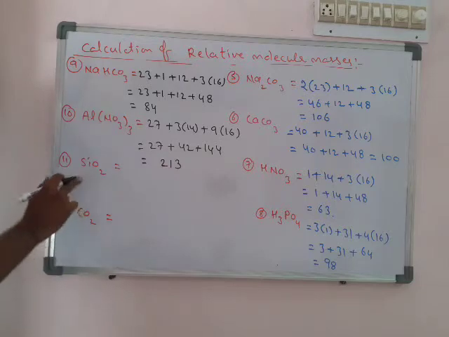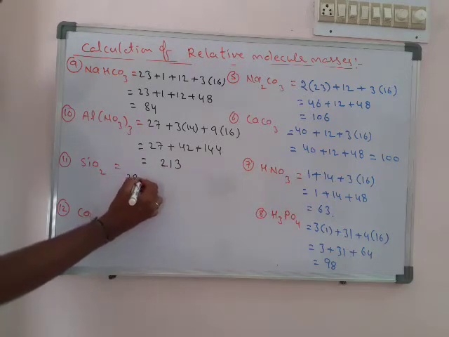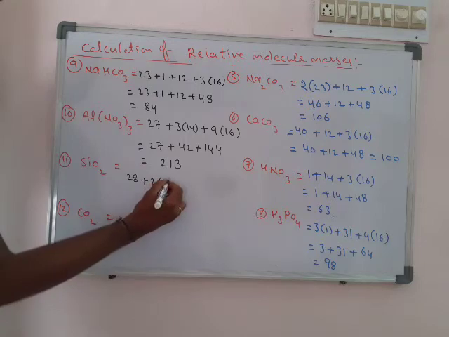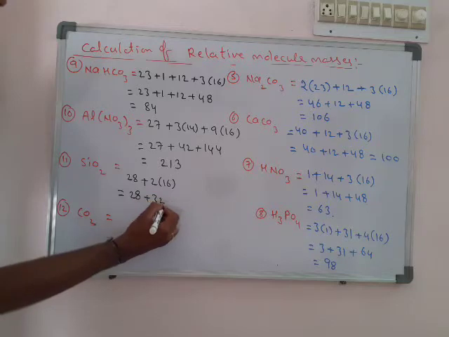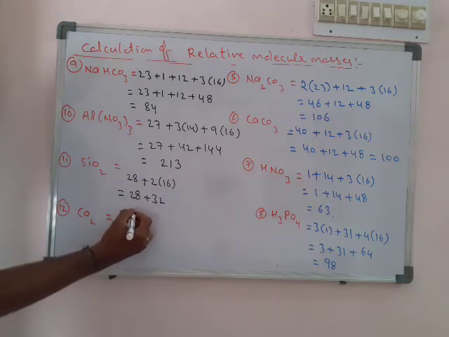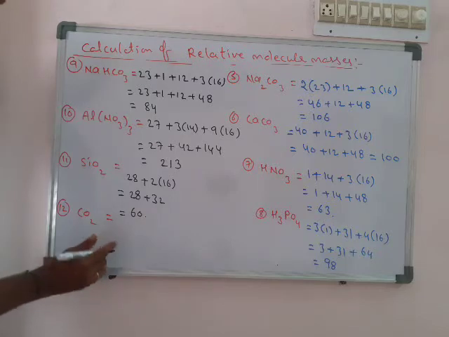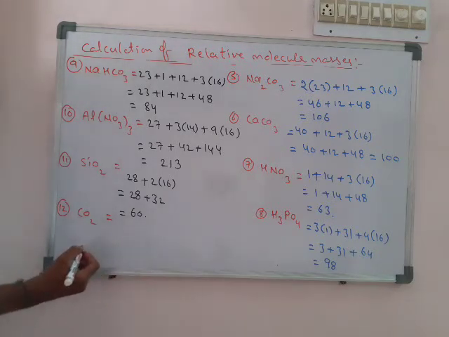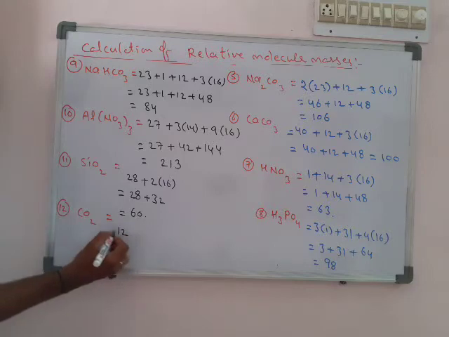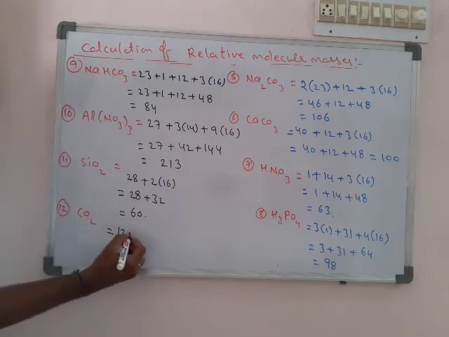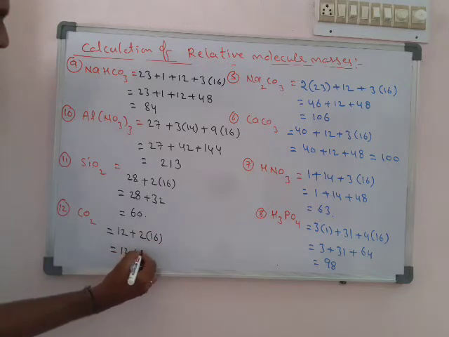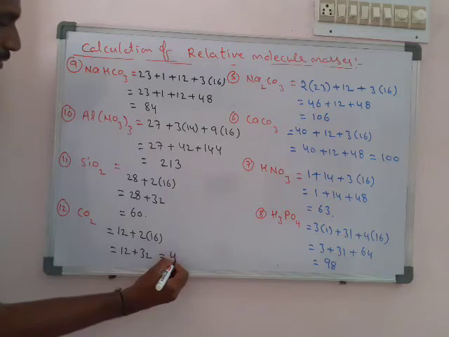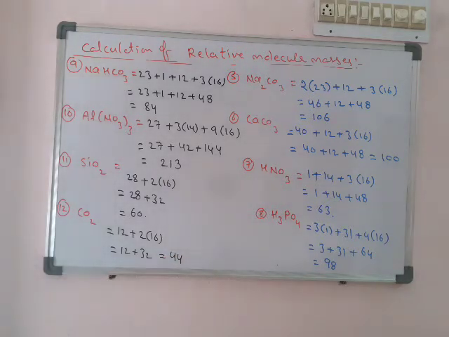Silicon how much? Silicon 28. So oxygen 2 into 16. That's carbon dioxide. So what is the carbon? Carbon 12, 2 oxygens 16. That is 12 plus 32, 44. Okay, so these are some values.